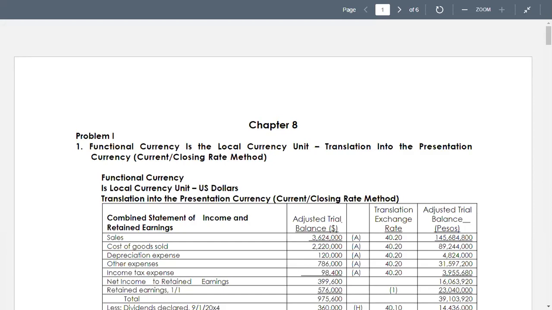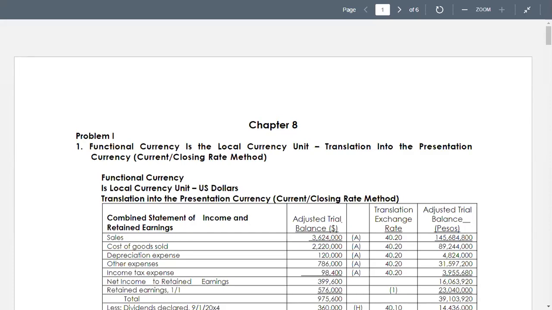Now, in requirement number one, prepare a schedule to compute the translation adjustment for the year, assuming the subsidiary's functional currency is the US dollar. Functional currency is the local currency unit, translated into the presentation currency. The current closing rate method is to be used. Number two is the temporal method. And in number three, translate the financial statements using the trial balance approach under the current, and second is the temporal method.